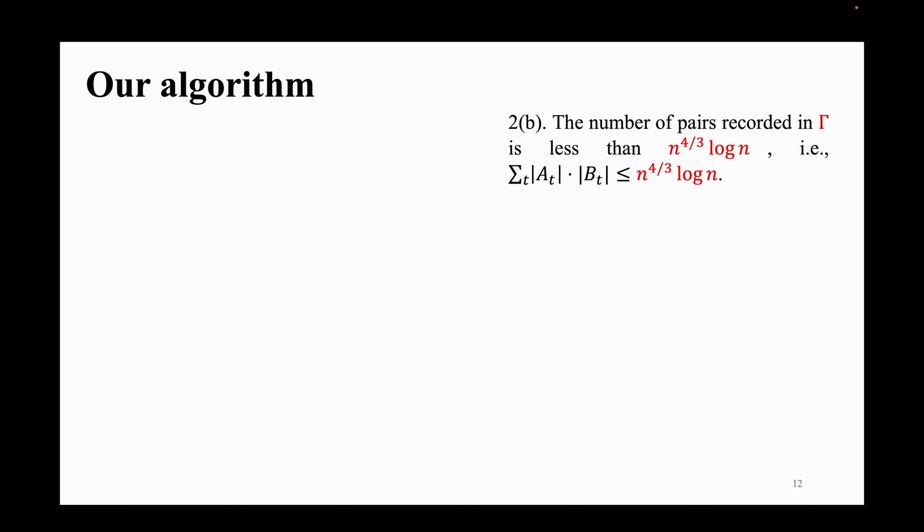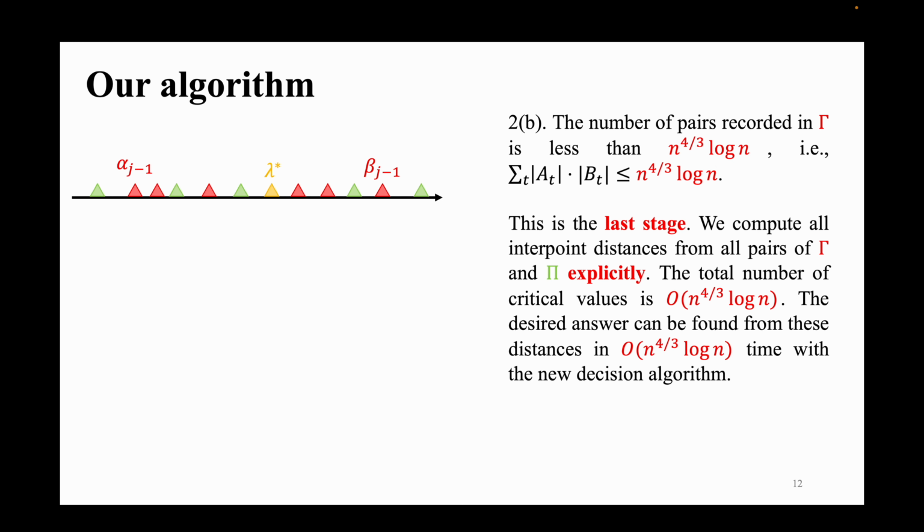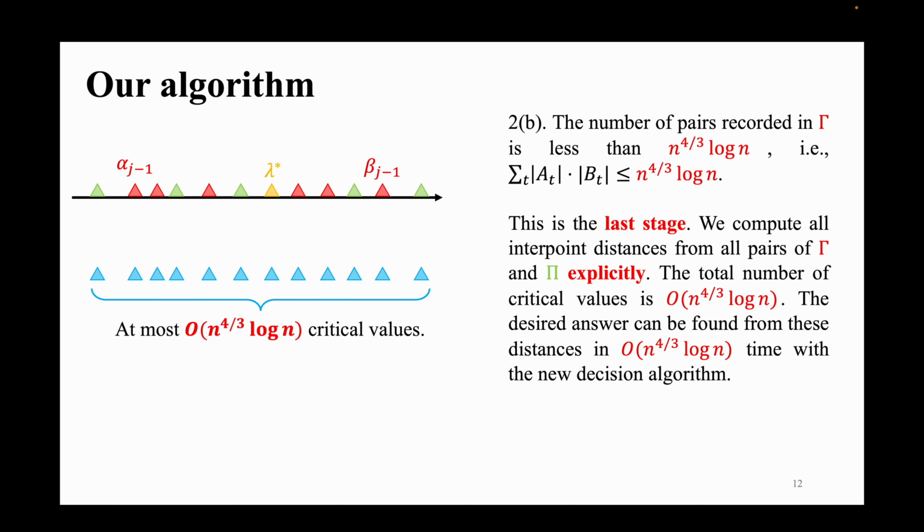If the number of pairs recorded in collection gamma is less than this threshold value, then this will be the last stage, and we compute all the interpoint distances from all pairs of collections gamma and pi explicitly, no matter whether they are uncertain or certain. The total number of critical values at this time will be n to the power of 4 over 3 times log n, and then the desired answer can be found from those critical values very easily by just using the new deterministic algorithm and binary search.